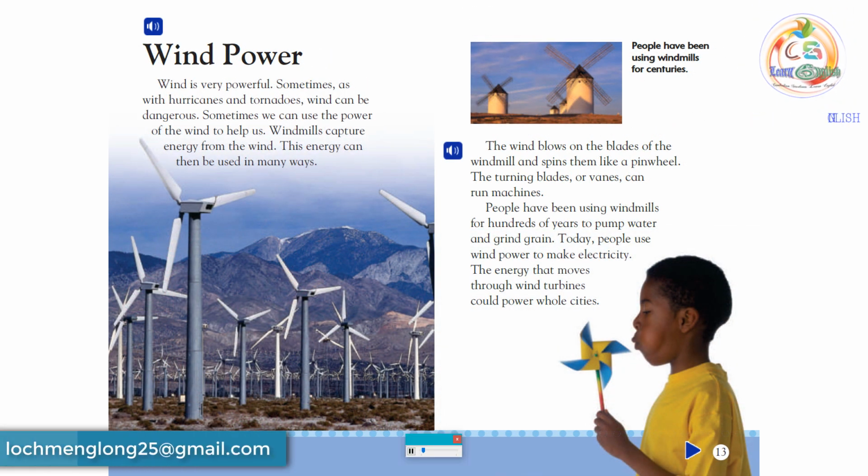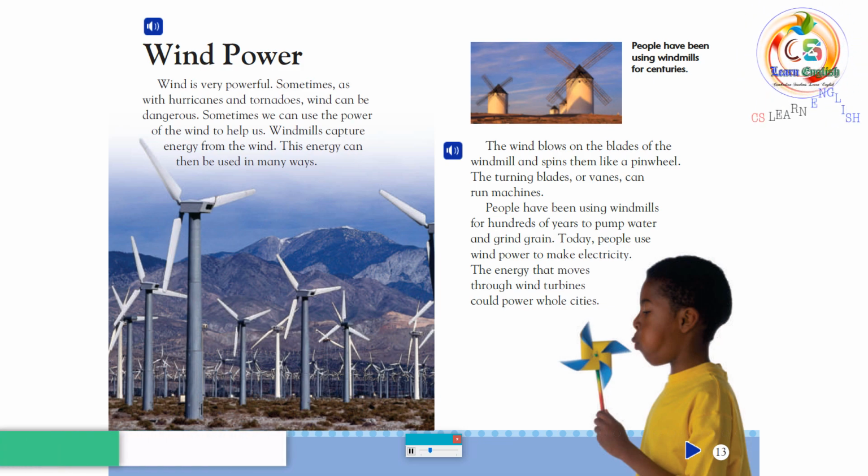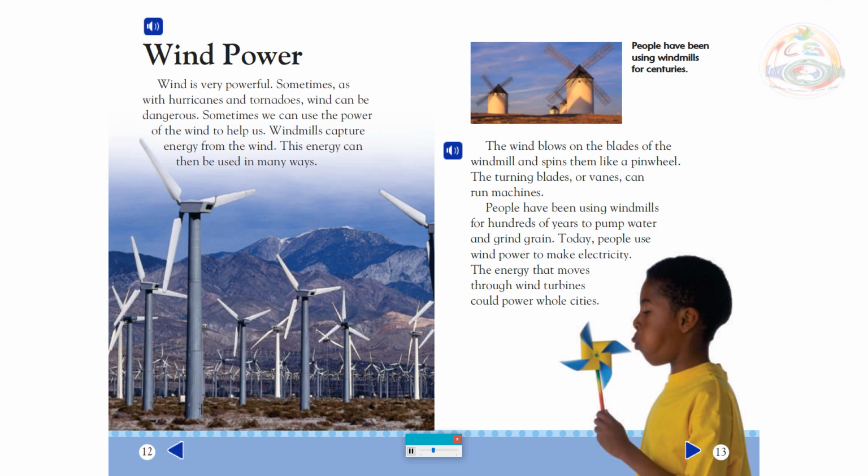Wind power. Wind is very powerful. Sometimes, as with hurricanes and tornadoes, wind can be dangerous. Sometimes we can use the power of the wind to help us. Windmills capture energy from the wind. This energy can then be used in many ways.